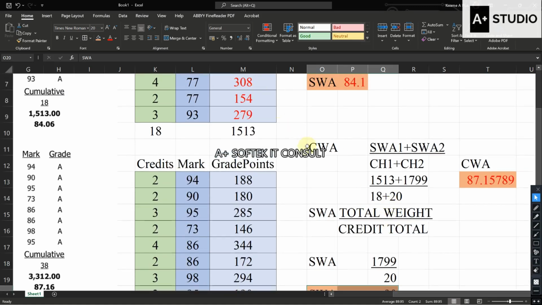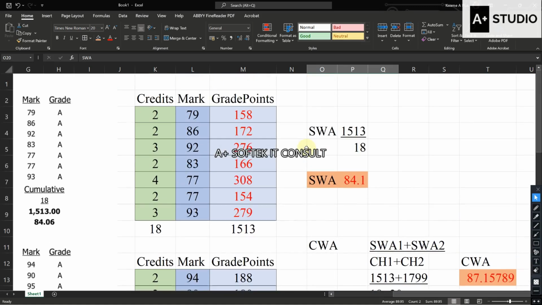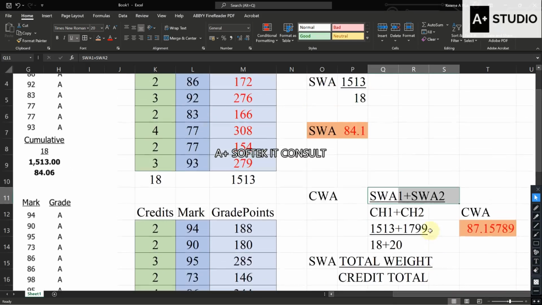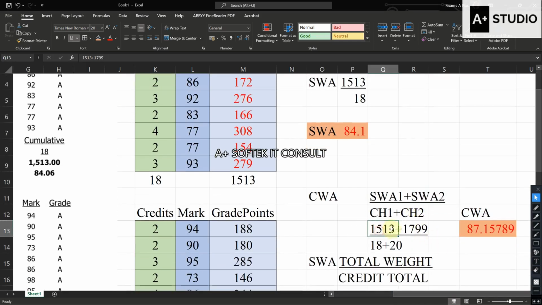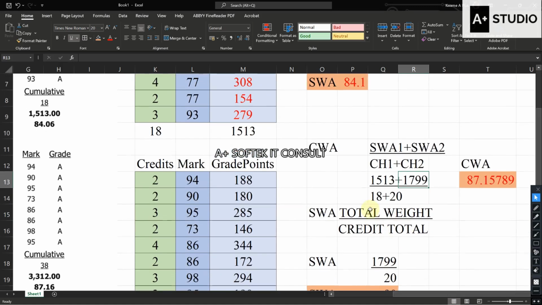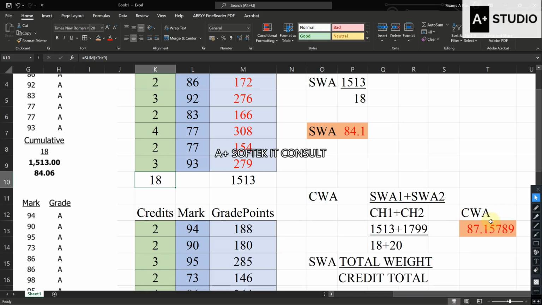But to find the cumulative weighted average, that's CWA. CWA is cumulative, that is for the cumulative value, semester 1, semester 2. So we are going to add the weighted average of semester 1 together with semester 2, as you can see, 1513 plus 1799 over the summation of their credit hours, 18 plus 20, and we find the CWA.